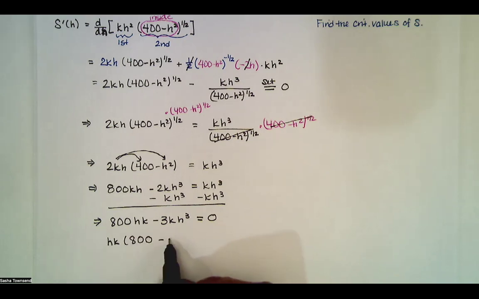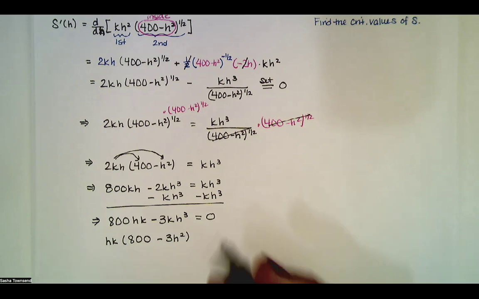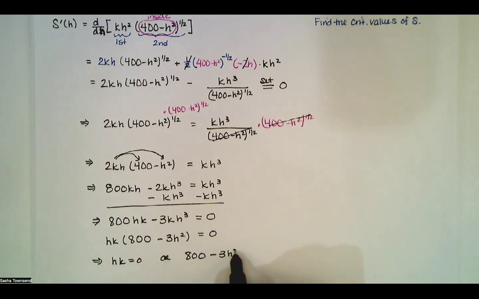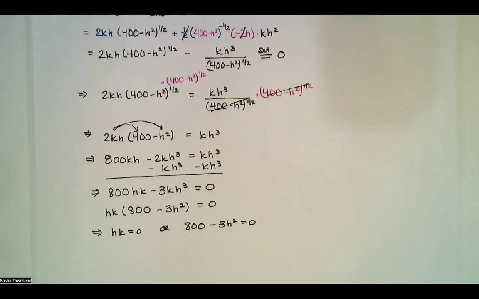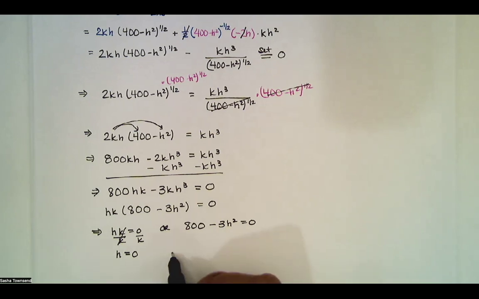I have 800 minus 3h squared here. 800 times hk is my first term. hk times negative 3h squared is the negative 3k h cubed. And that equals 0 when either hk equals 0 or when 800 minus 3h squared equals 0. Now k is a positive constant because we're assuming that that strength is positive. So h equals 0 is one critical value.